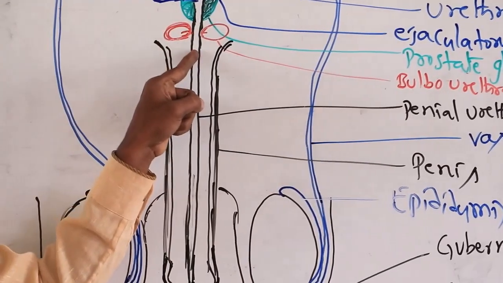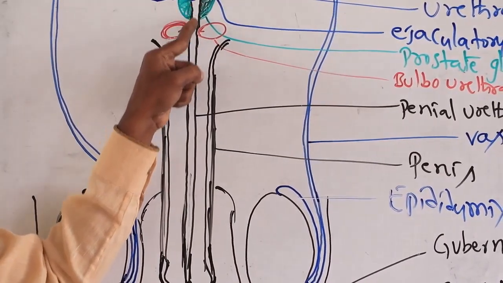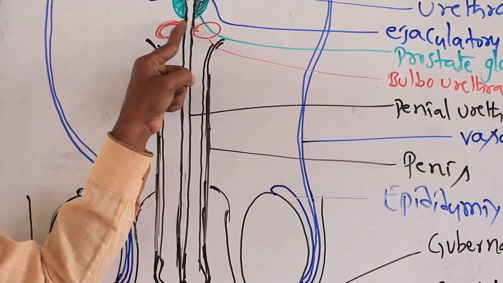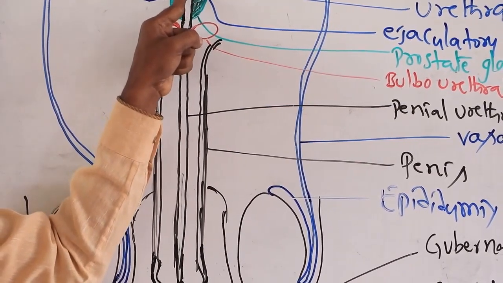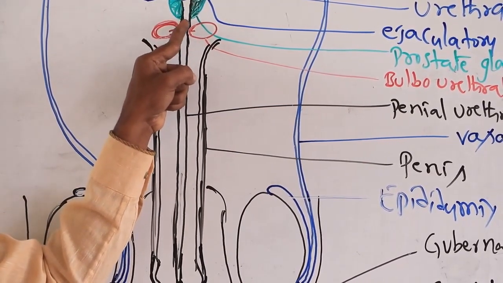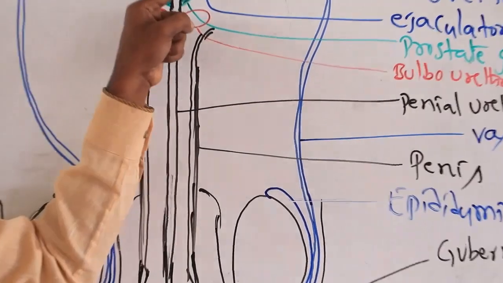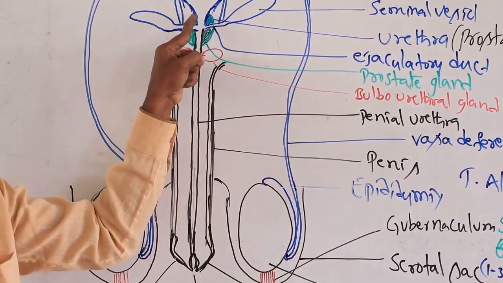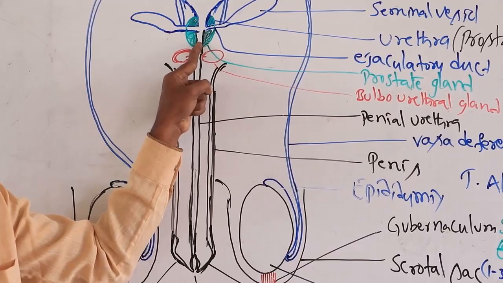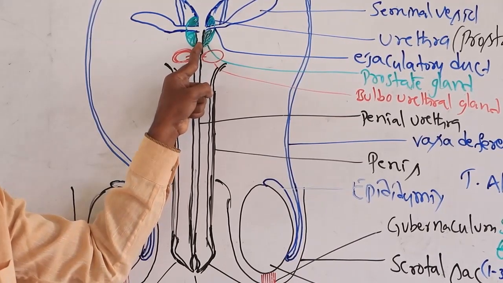Then the membranous urethra is below this one. Whatever urethra is present here is membranous. This is the prostatic urethra. This is the membranous urethra. What is the difference? The prostatic urethra passes only urine. The membranous urethra passes seminal plasma along with the urine.